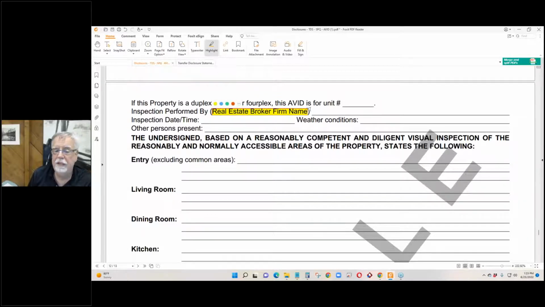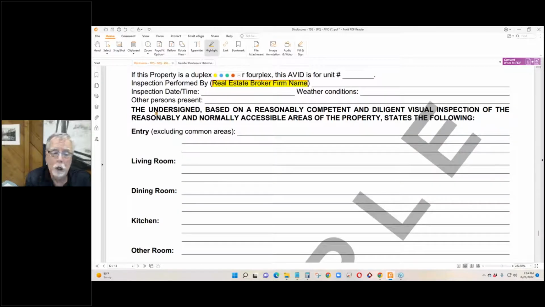We put in the date, the time, the weather conditions, is it raining, is it sunny, what other persons present. If the clients were there, you could list them. Oftentimes I don't, but whatever. Sometimes agents are doing this when there's a property inspection. So now that we're looking at it, entry.